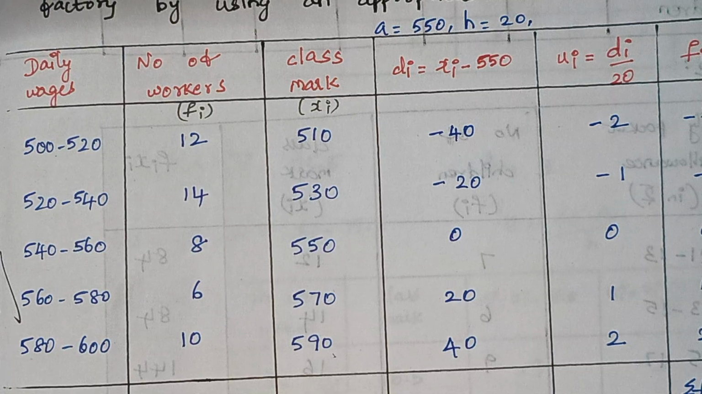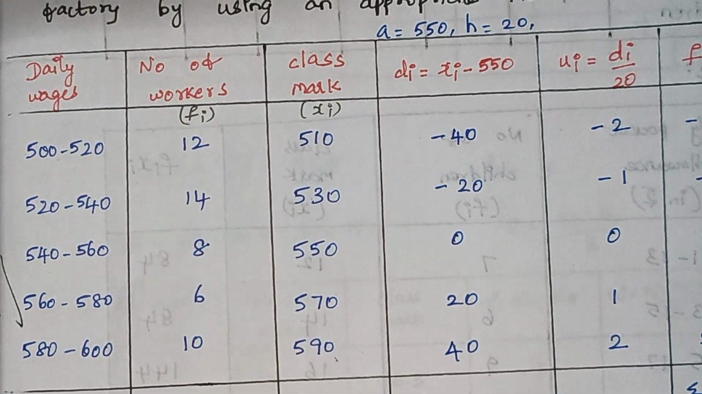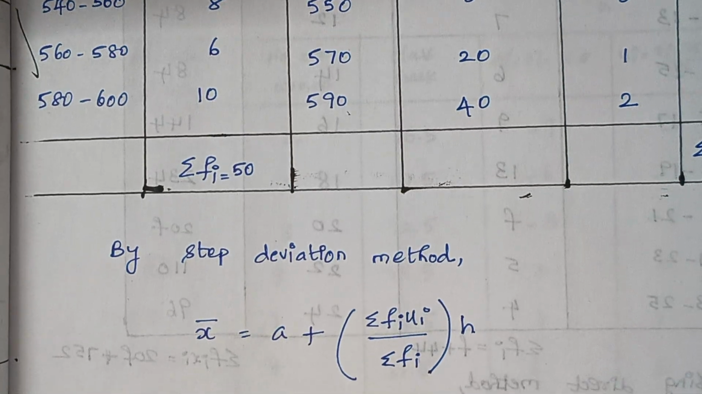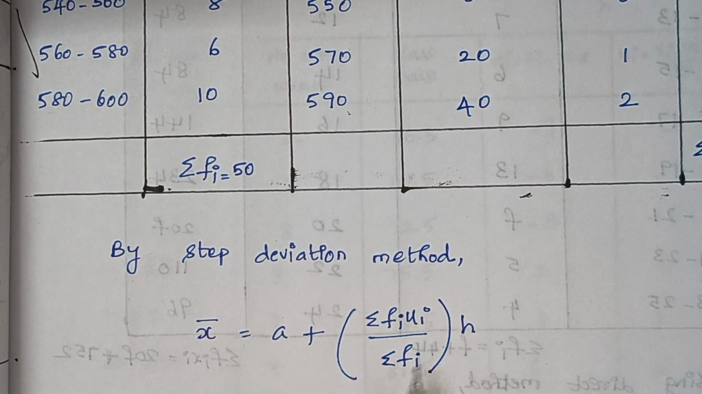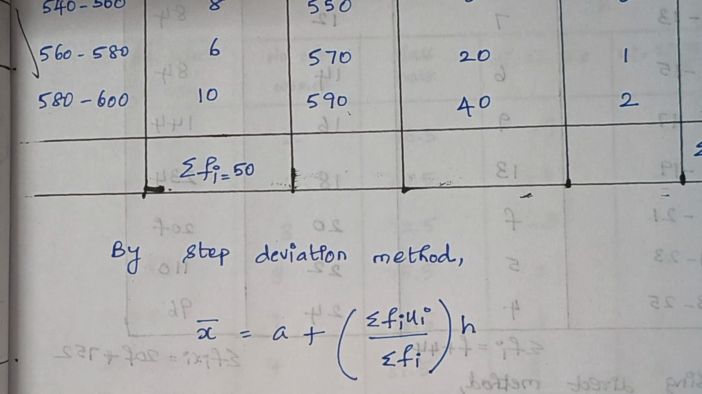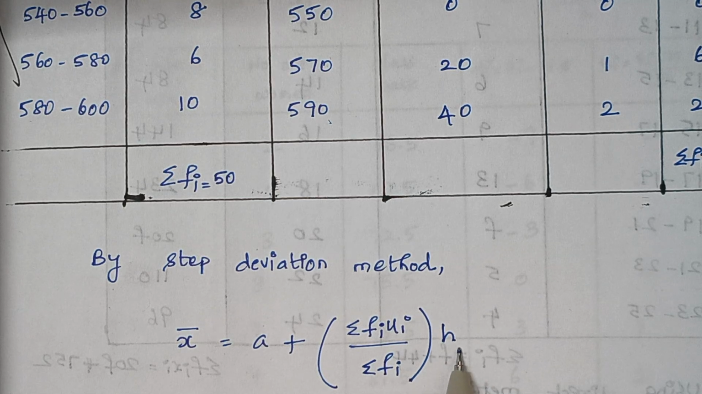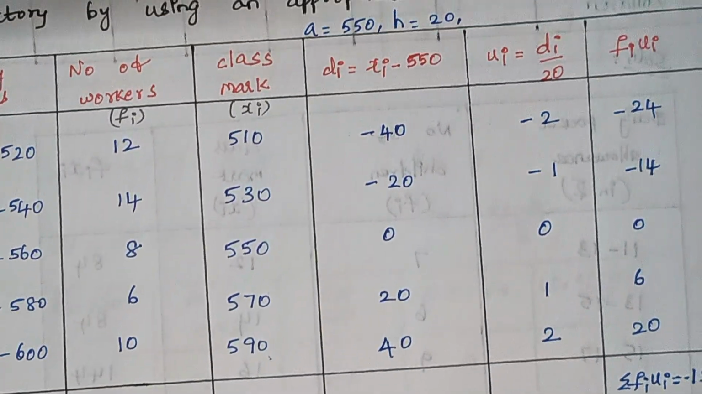So for the step deviation method, what is the formula? Again, the formula is given by A plus summation of Fi Ui by summation of Fi into H. Right. So now we have to select the value of A and we have to select the value of H, and we have to find these values. You know Fi. You have to find what is the value of Ui. So again proceed like this.